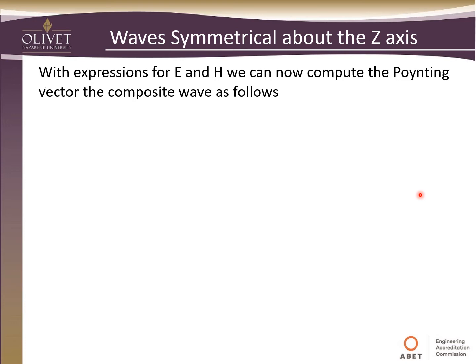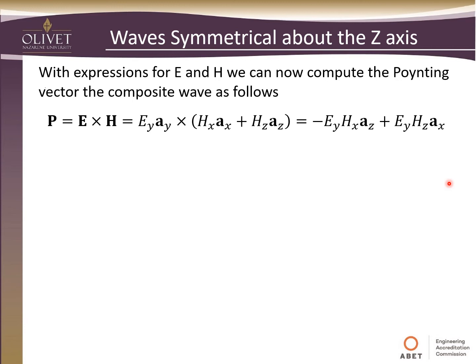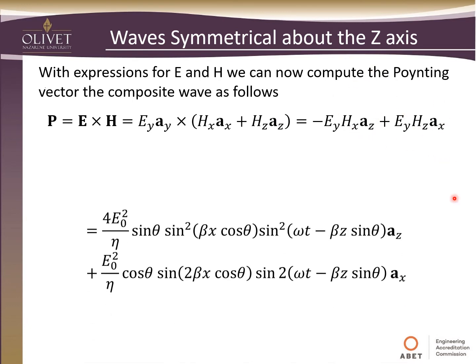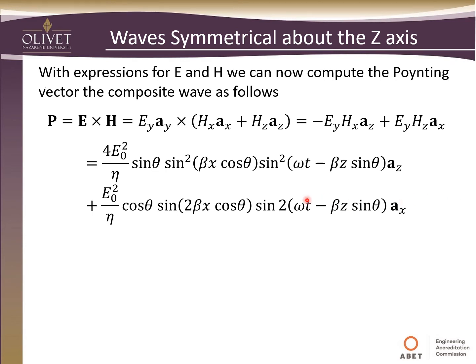So with expressions for the electric and magnetic fields, we can now compute the Poynting vector from the composite wave, which gives us some information about the power. We remember from previous lectures that the Poynting vector is just the electric field crossed with the magnetic field. In this case, we've got just a Y component on the electric field, but we have X and Z components for the magnetic field. When we expand this out, this is what we have. And when we plug in the values for that, this is the resultant vector for the Poynting vector.